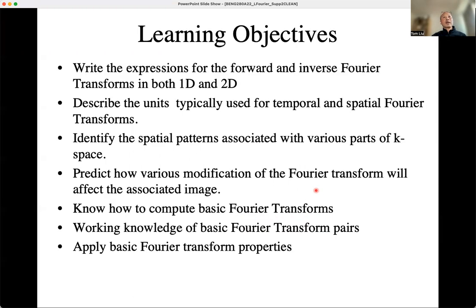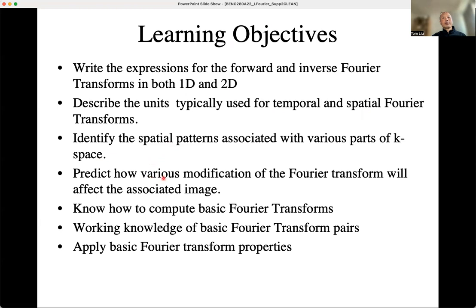Basically we're going to go over the expressions for the forward and inverse Fourier transforms in both 1D and 2D. We're going to talk a little bit about the units that are used. Typically, we think of doing Fourier transforms, at least in this class, in either time or space. We're going to spend quite a bit of time giving you an understanding of what the spatial patterns associated with what's called K-space are. K-space is another name for the Fourier space. Especially for imaging, it's good to have an understanding of what those patterns are.